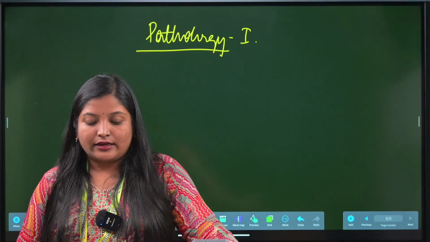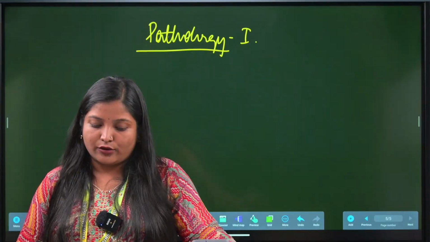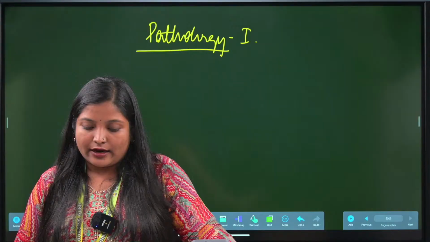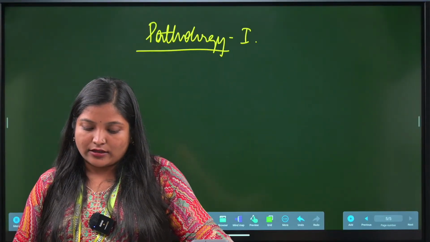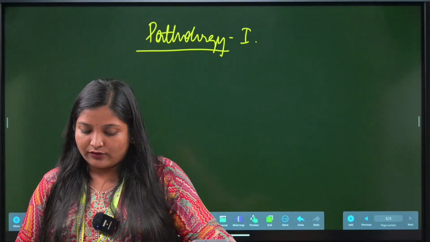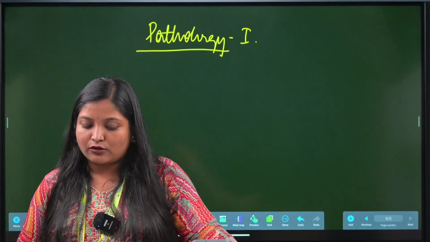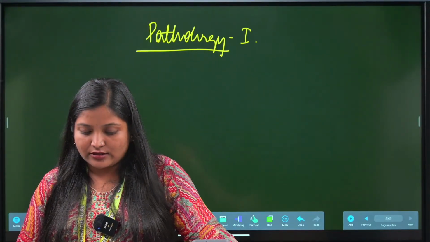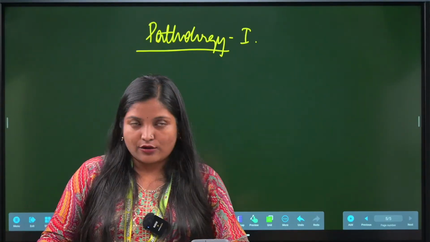Okay, then inflammation: acute inflammation and chronic inflammation, those two types will come, so you study that. In that also the vascular and cellular events, systemic effects of acute inflammation. Okay, the next one is chronic inflammation, in that granulomatous inflammation and systemic effects of chronic inflammation you have to study.